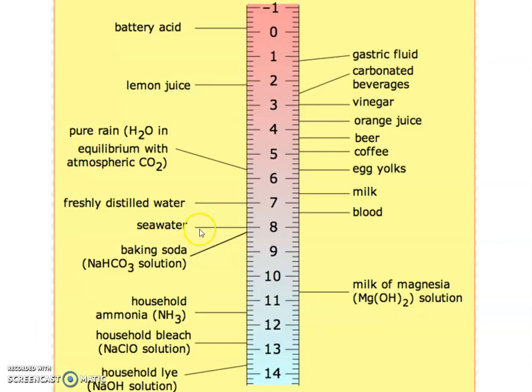Again, the pH scale, 7 is neutral. That would be pure water. If we're going down towards 0, of course, you're going to become more acidic. And as you go above 7, you're going to become more basic.